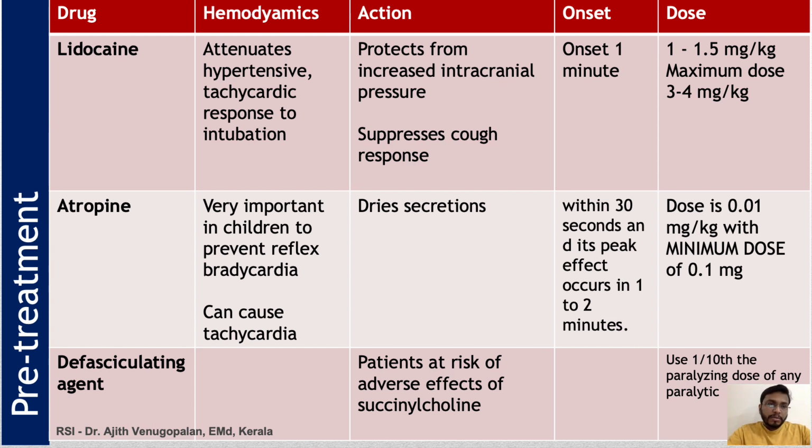The second commonly used is atropine. It's mostly used in pediatric age group where you don't want to have a reflex bradycardia, because you know atropine is going to increase the heart rate. So to prevent a reflex bradycardia while intubating, atropine can be used. It can also dry the secretions. So there are two advantages with atropine. But the concern is it can produce tachycardia.